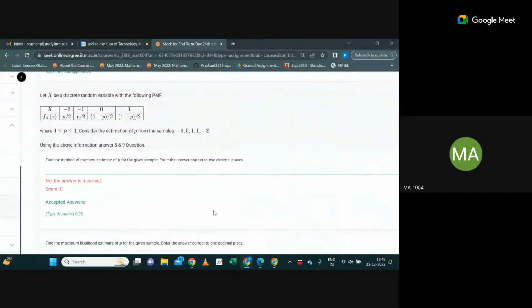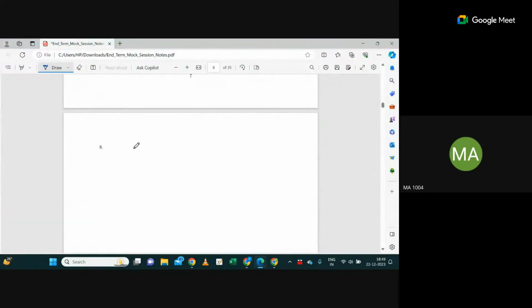Okay, fine. So the next question is: X is a discrete random variable with the following PMF. X takes the values -2, -1, 0, 1 with probabilities p by 2, p by 2, 1 minus p by 2, 1 minus p by 2. We are given a random sample -1, 0, 1, 1, -2. For this sample, we have to find the estimate of p with the help of the method of moments and with the help of maximum likelihood, right? So just tell me the values -2, -1, 0, 1. This is question number 8.